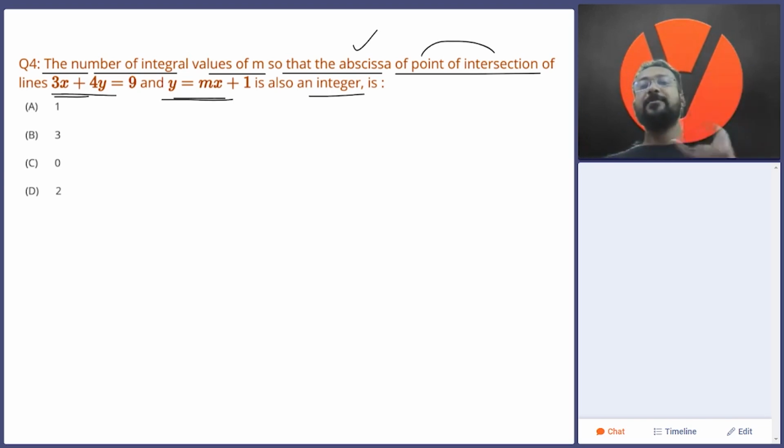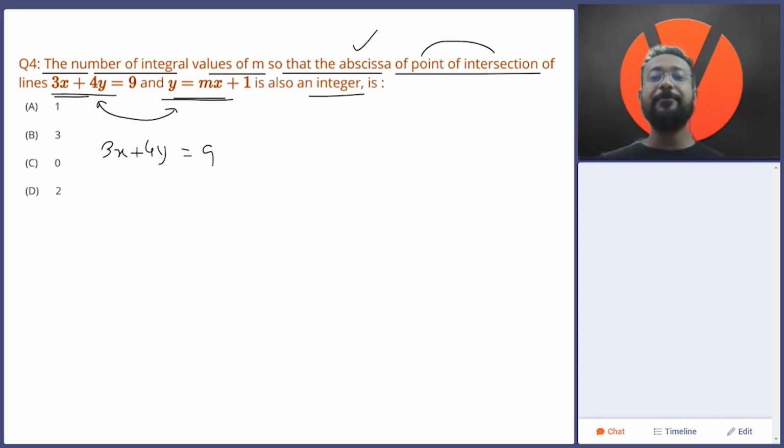Means m should be an integer such that if I solve them and find x, that should also be an integer. It means the first job is to find x and then see, for x to be an integer, what are the integral values of m. Very simple. So let's start. 3x plus 4y is equal to 9. So can we write 3x plus 4 times y, which is mx plus 1, equal to 9, correct?